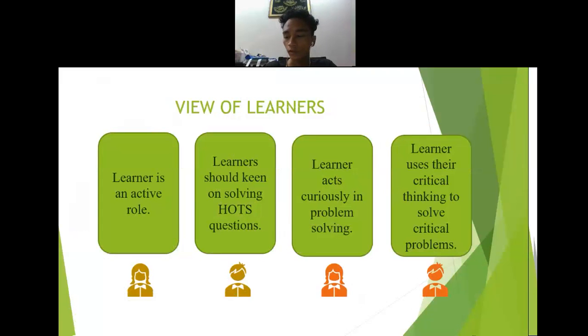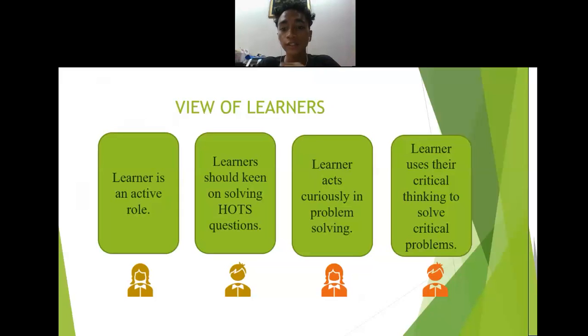Okay. Next, we go to the view of learners. The learner has an active role. So what is an active role? For example, the students in classes always have to learn, always listen to the teachers, and always think about what the teacher teaches in the class. Second, learners should be keen on solving HOT questions. This is important to increase their understanding, their thinking skills, and their critical thinking. Because with HOT questions, students often lack knowledge in answering them.